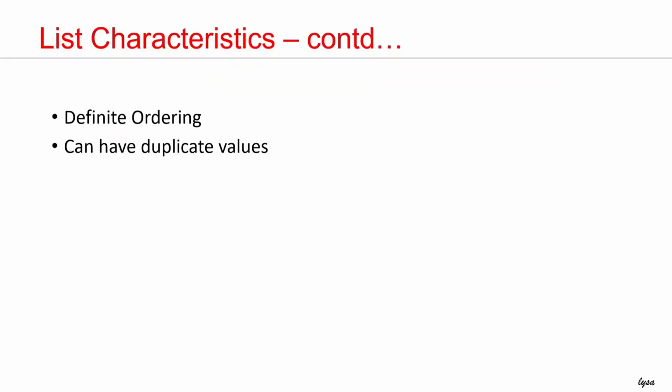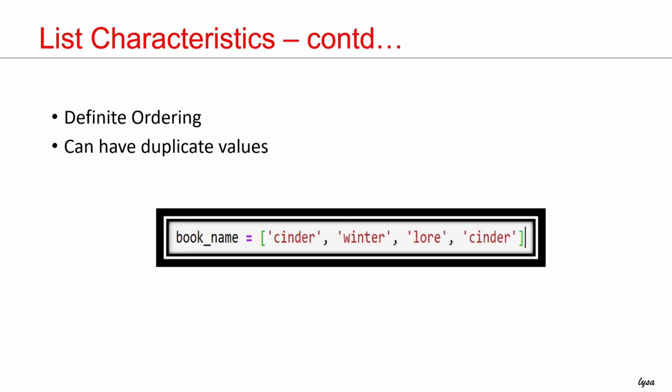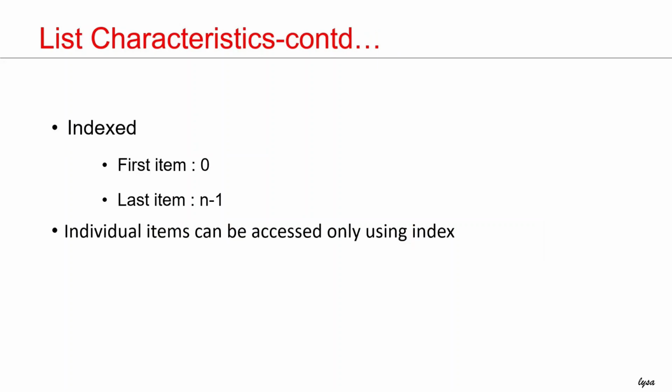The list is such that there has to be a definite ordering. What do we mean by a definite ordering? Let's look at this example: book name, Cinder, Winter, Lore, and Cinder again. Here it is a definite ordering in the sense that Cinder is the first item, Winter is the second item, Lore is the third item, and Cinder again is the fourth item. Please note that a list can have duplicates.